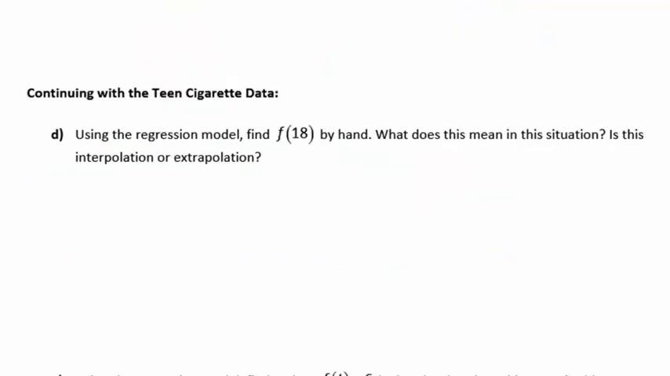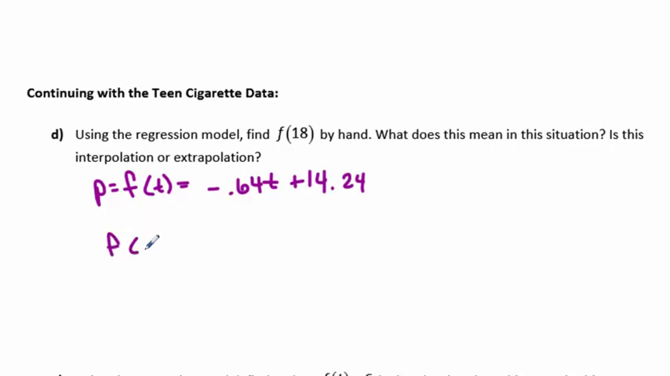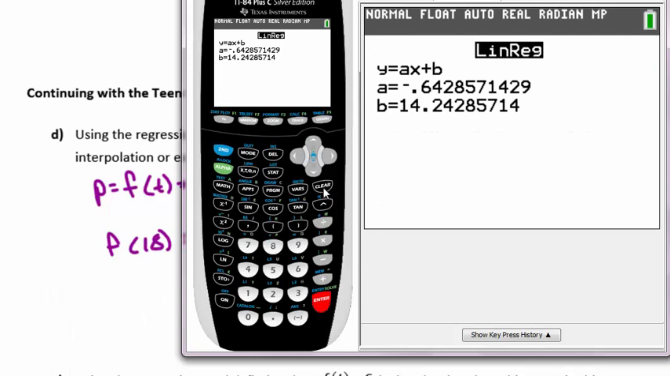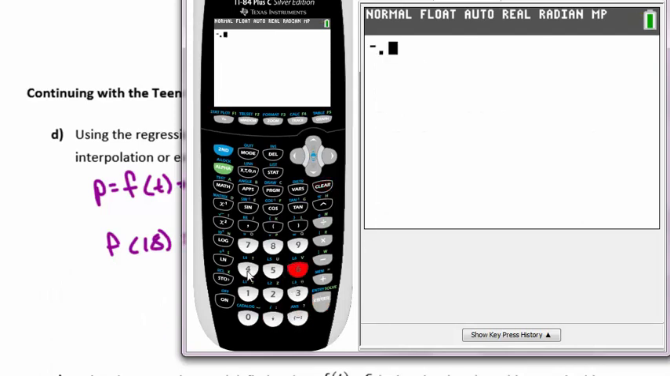I want to use the regression model to find f of 18 by hand. So f of 18 by hand would be, take negative 0.64 times 18 plus 14.24. Now when they say by hand, they don't literally mean multiply this out by hand. You're still going to use your calculator. I'll show you the difference between by hand and by calculator in a second. Let's go ahead and get this value. Negative 0.64 times 18 plus 14.24.